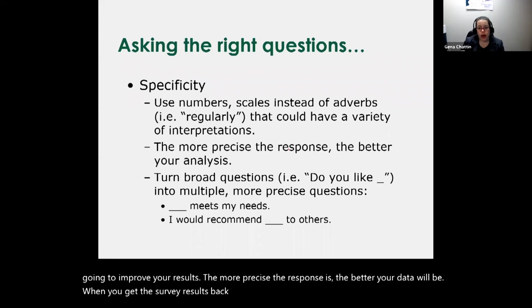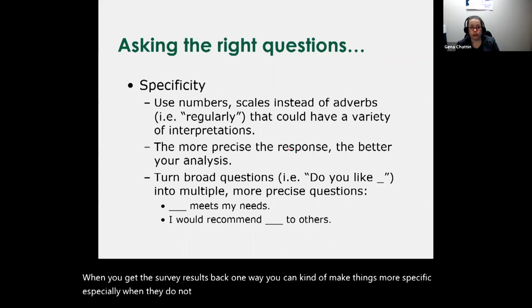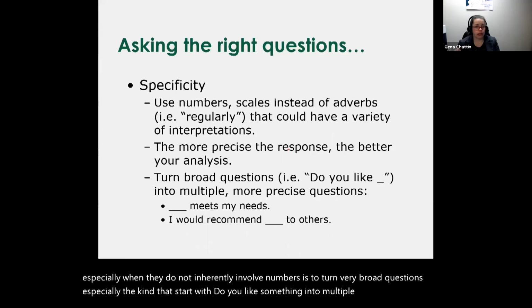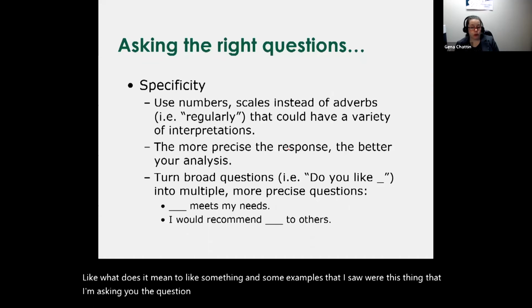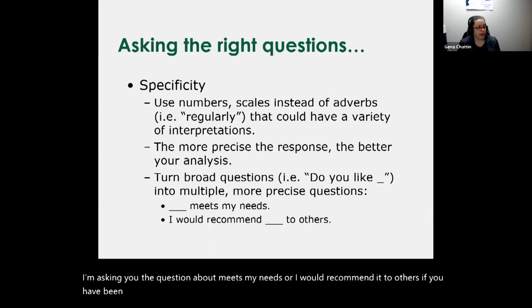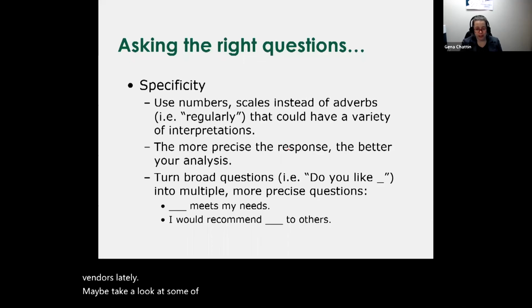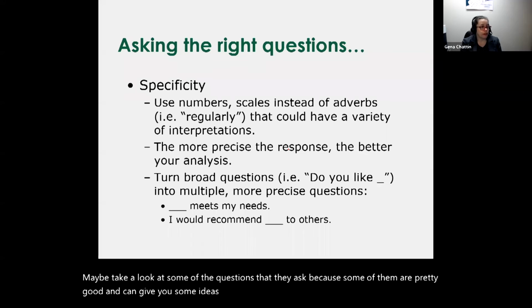One way you can make things more specific, especially when they do not inherently involve numbers, is to turn very broad questions, especially the kind that start with "Do you like something?" into multiple more precise questions, like "What does it mean to like something?" Some examples that I saw were, "This thing that I'm asking you the question about meets my needs," or "I would recommend it to others." If you have been getting hammered with a lot of those surveys from online vendors lately, maybe take a look at some of the questions that they ask, because some of them are pretty good and can give you some ideas of questions that you can also ask for different projects.